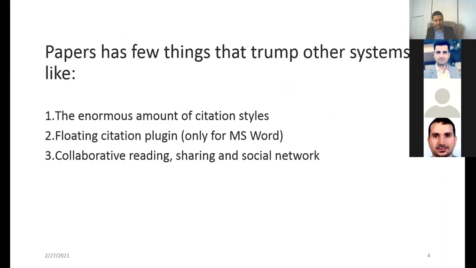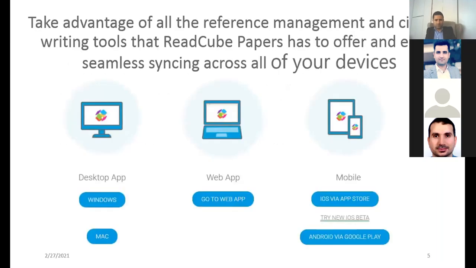Papers has a few things that trump other systems, like number one, the enormous number of citation styles, and number two, a floating citation plugin for Microsoft Word, collaborative reading, sharing, and social network. And we can download this app and install it on Windows, iOS, or Android easily.